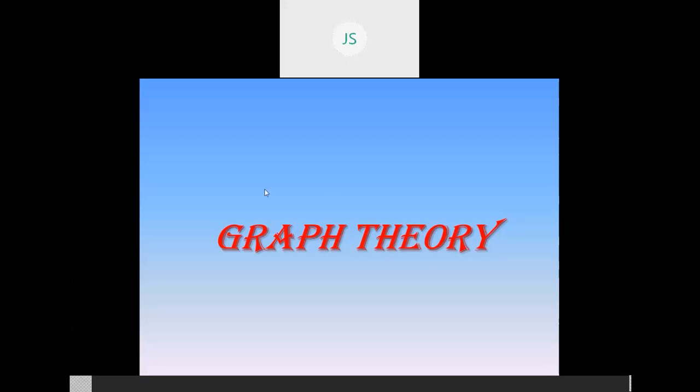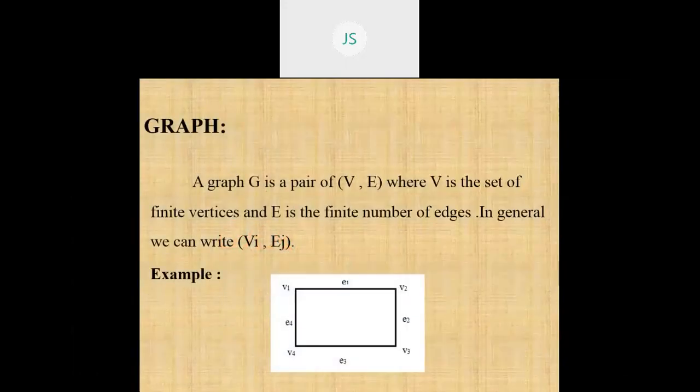First definition: what is a graph? A graph G is a pair V comma E, where V is the set of finite vertices and E is the finite number of edges. In general, we can write Vi comma Ej. So here V comma E is a pair. V denotes the set of finite vertices and E denotes the finite number of edges. So this graph is a finite graph because V is the finite set of vertices and E is the finite set of edges. So this graph is called a finite graph.